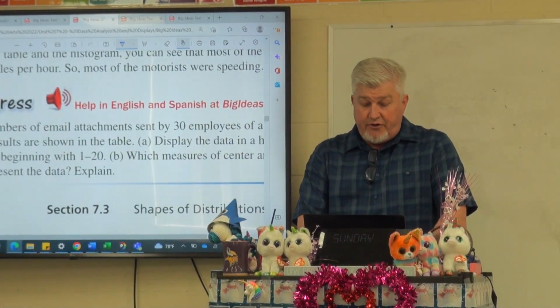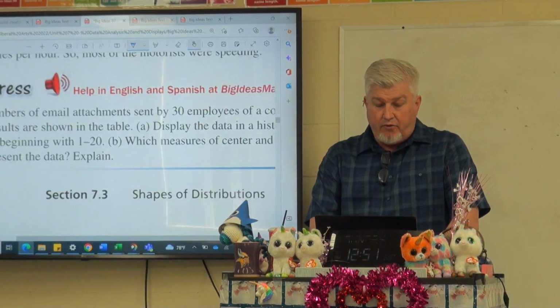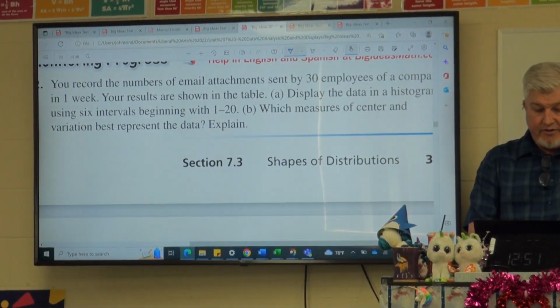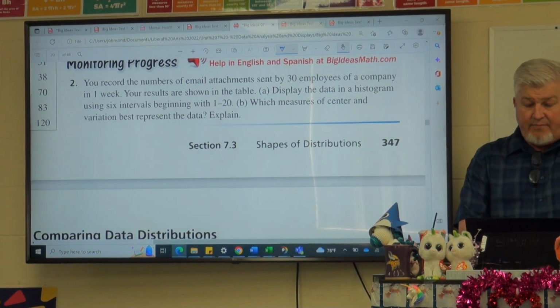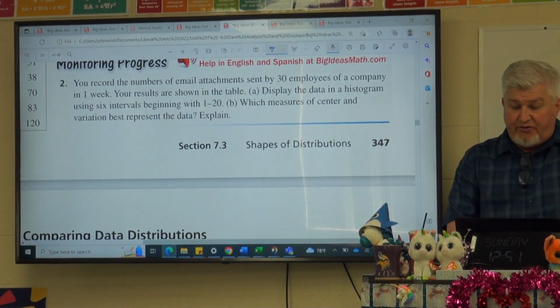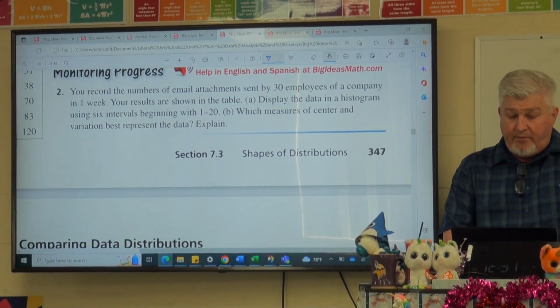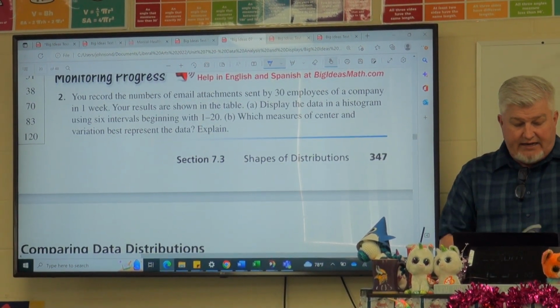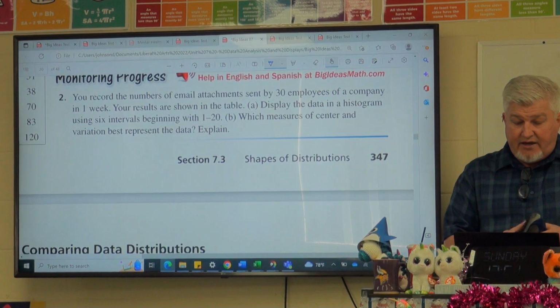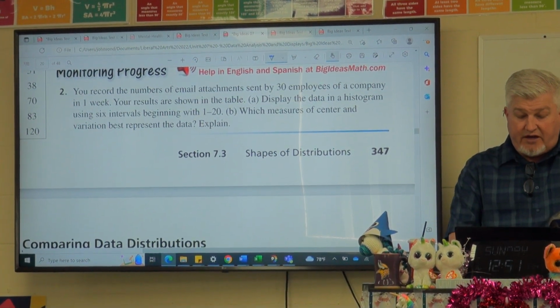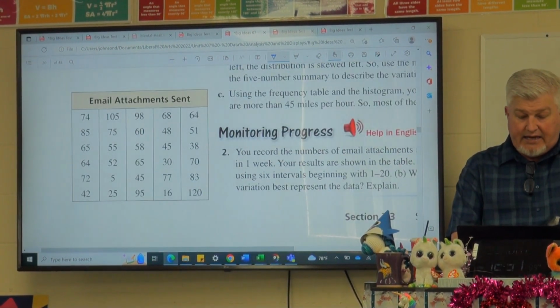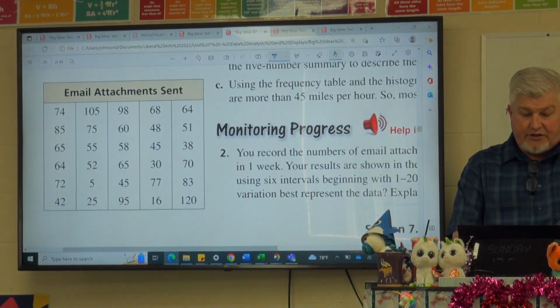So it's going to be your turn now to do your own. It says here, you record the number of email attachments sent by 30 employees of a company in 1 week. Your results are shown in the table. Describe or display the data in a histogram using 6 intervals, and which measure of center and variation best represents the data, and explain.